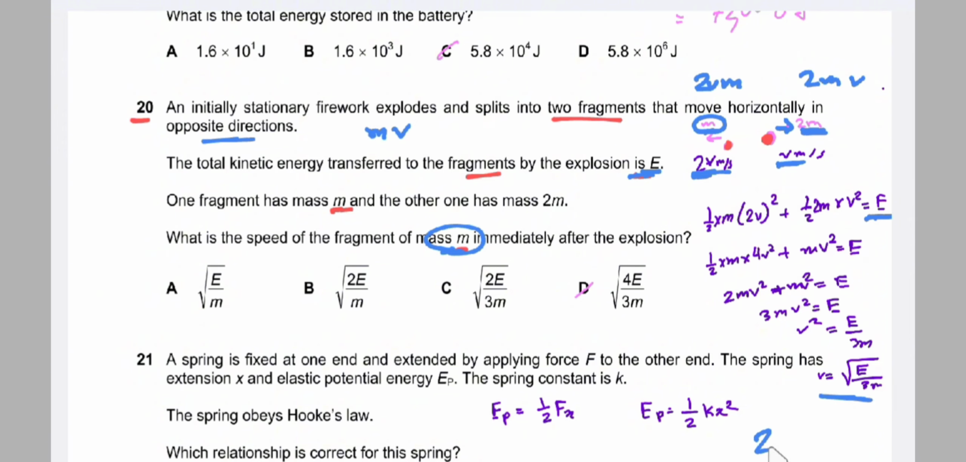For 2v, we must have a value of 2 root over E by 3m, or you can say that 2 root over E by 3m is equal to root over 4E by 3m, that is root over 4 is 2, so this is the same. Therefore the option is D, that is exactly same as the given option.